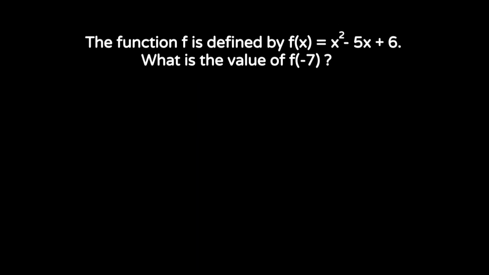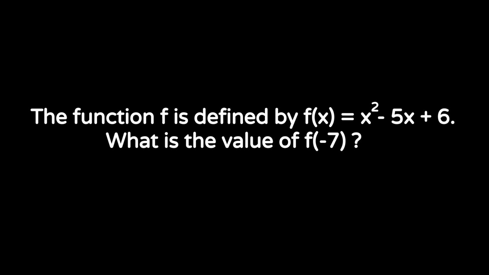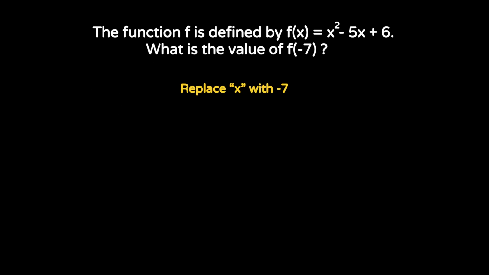Today's question says, what is the value of f of x when x is negative 7? The function is x squared minus 5 times x plus 6. To solve this, we'll replace x with negative 7 in the function. Then work through the math step by step to find the answer.